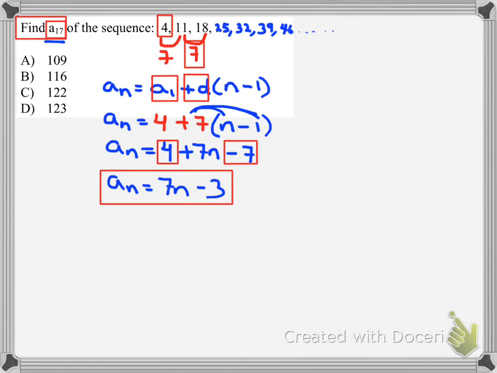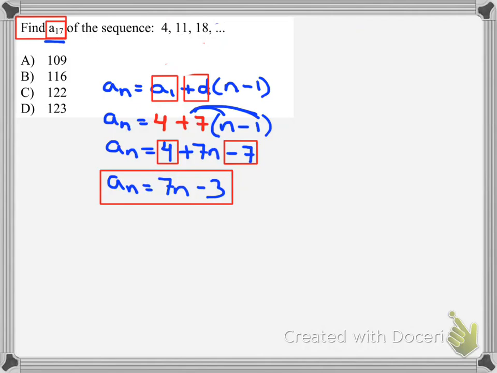So therefore we found our nth term. We found an equation that can give us any number in the sequence. Now remember that if you want to double check and make sure you got it correct, you can plug in a 1 and see if it gives you a 4. Plug in a 2, see if it gives you an 11. Plug in a 3, see if it gives you an 18. So if I plug in a 1, that should give me a 4, which it does. Plug in a 2, gives us 14 minus 3, which is 11.